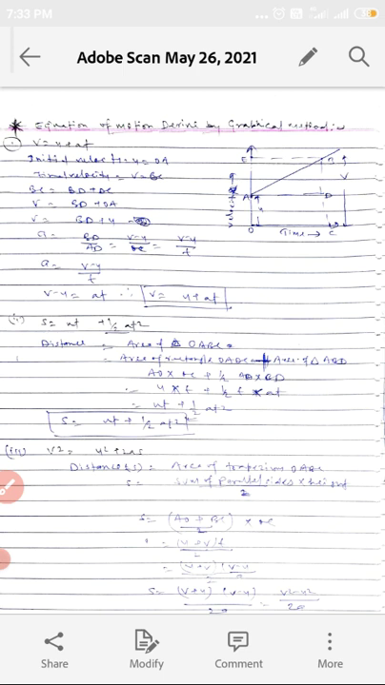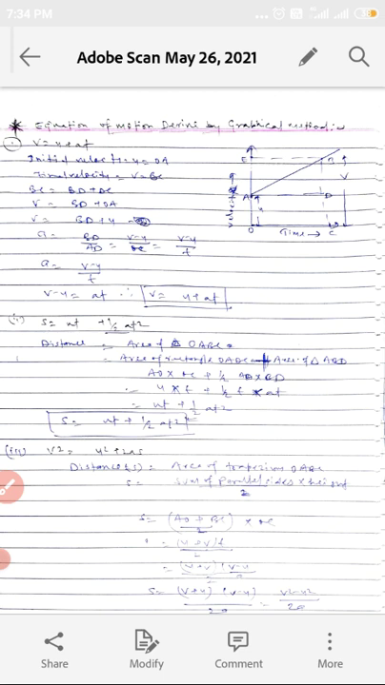Second formula, s is equal to ut plus half at square. Distance is equal to the area of the closed figure OABC. The area of OABC is made by two figures, a rectangle plus a triangle: the area of rectangle OADC plus the area of triangle ABD. Rectangle area is AO into OC, plus the area of triangle, half into AD into BD. AO means u, OC means t, AD means t, BD means at. So s is equal to ut plus half at square.